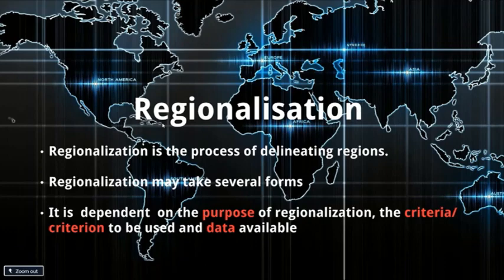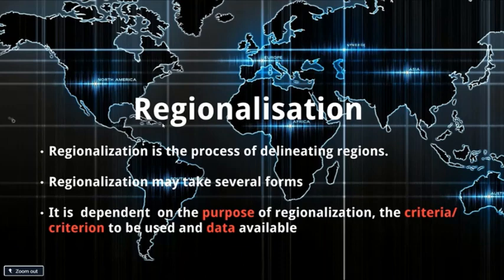So if we look at a continent like Africa, Africa can be divided into different vegetation regions. At the same time, Africa can also be divided into regions based on the sub-regions. So in that case, you're going to have West Africa, East Africa, and all that.